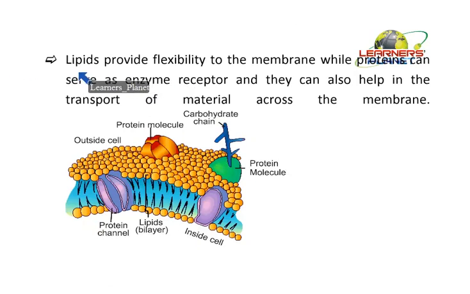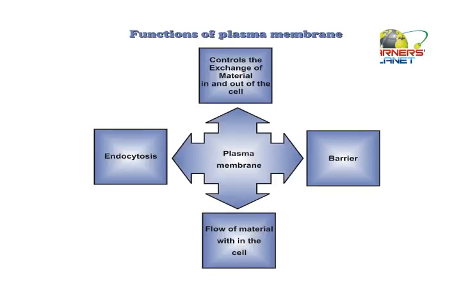Now we can summarize the function of lipids as well as the proteins in the membrane. Lipids basically provide flexibility to the membrane. That means they control the permeability of the membrane. Whereas the proteins present will serve as enzyme receptors. Not only that, but also as an enzyme itself, or the receptor for other kinds of signal molecules in the surroundings. So this is how the proteins as well as lipids serve their own functions.